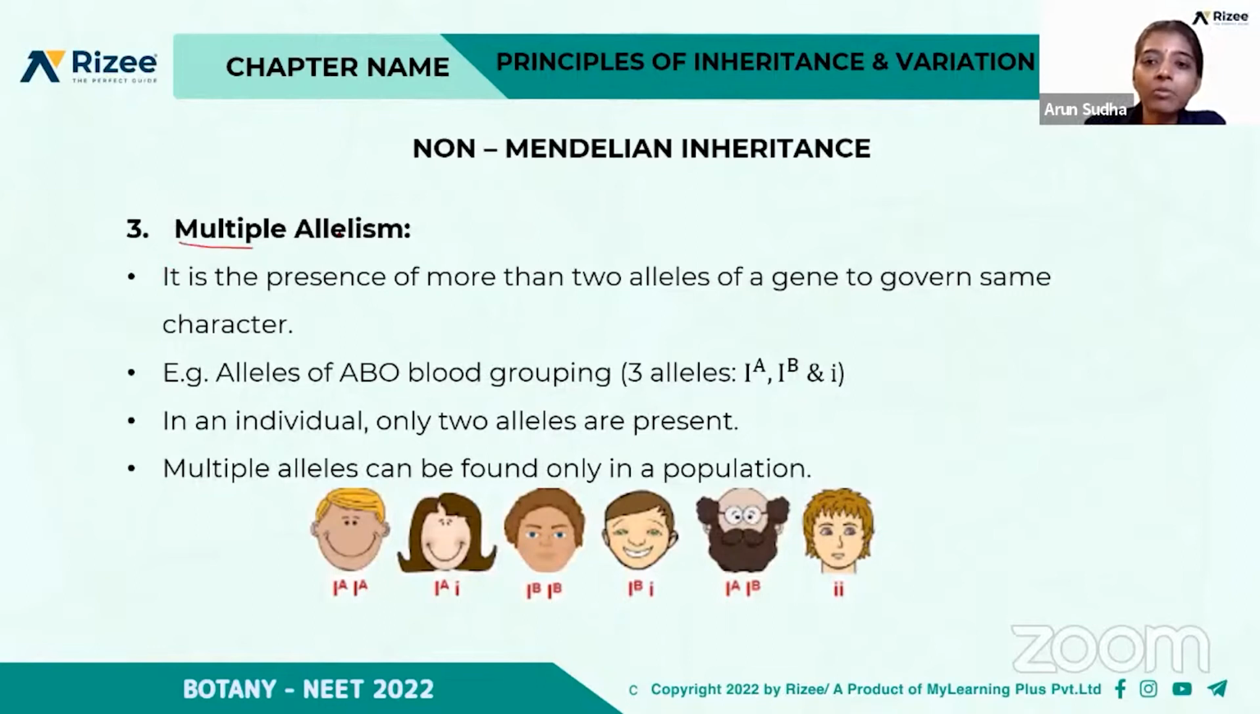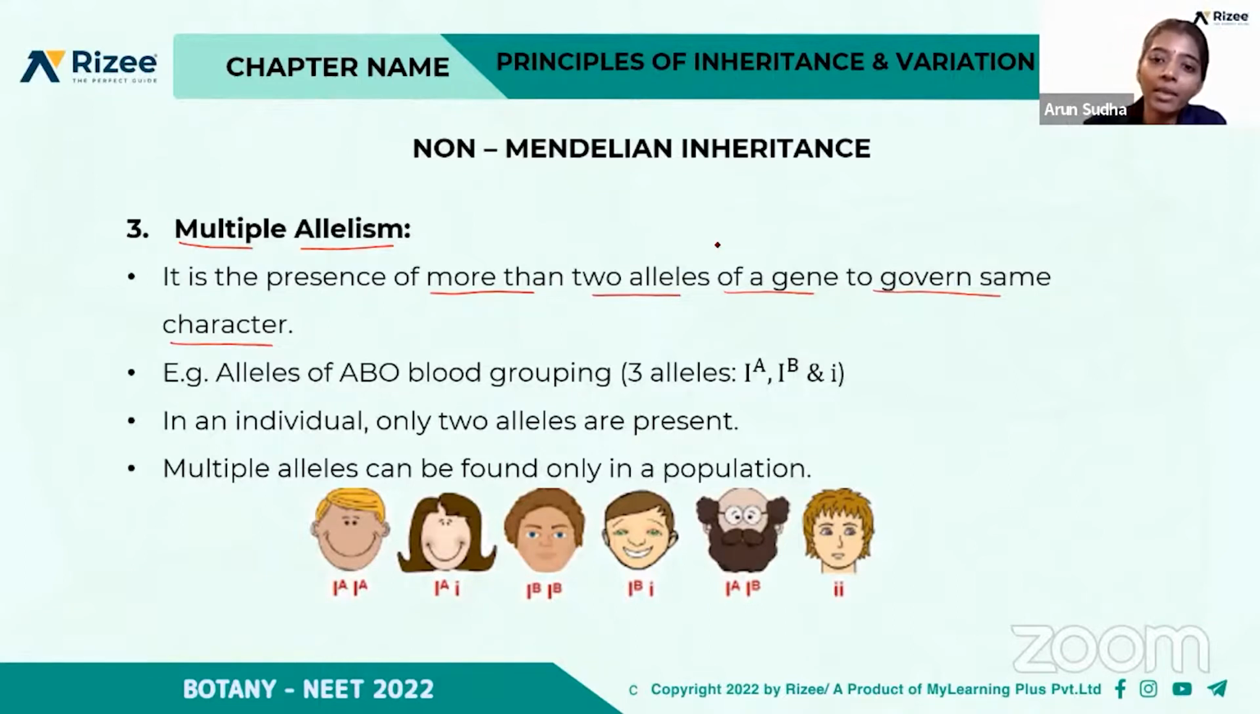Multiple allelism. This blood group, ABO blood grouping, is also an example of multiple allelism. So what do you mean by multiple allelism? It is the presence of more than 2 alleles of a gene to govern some character. Till now, we saw that only 2 alleles of a gene govern a particular character.